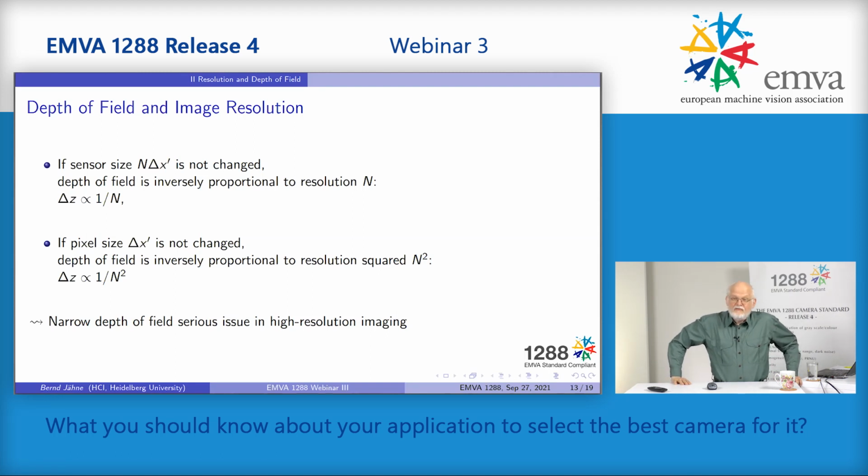Of course, if you have flat objects, you don't care. If you have a satellite or airplane, which is far away, you don't care. But for all those things where you have typically factory automation or whatsoever, where you are several meters away, you might have a serious problem with high resolution imaging and narrow depths of field. I explain all these things to you because they are all interconnections. You have to consider that from your application.